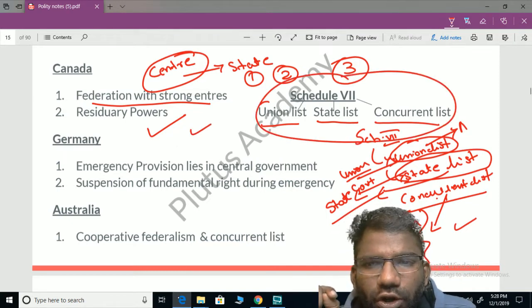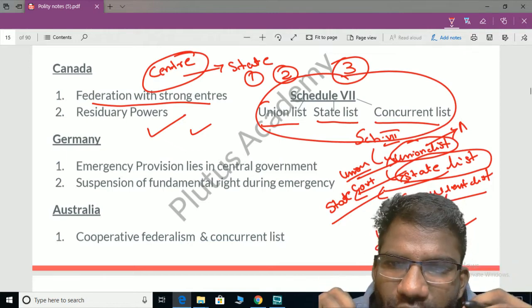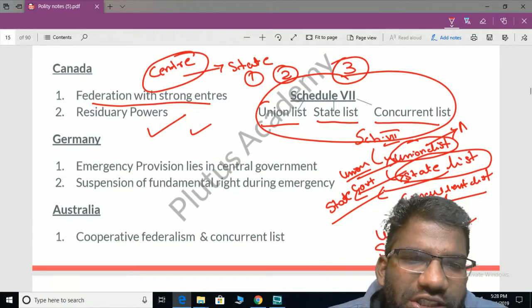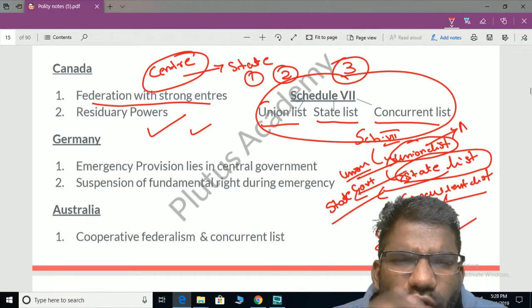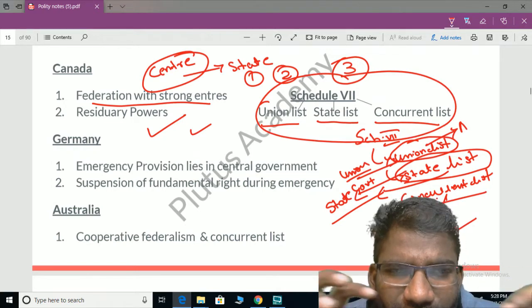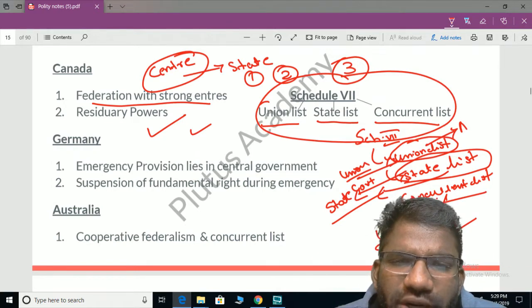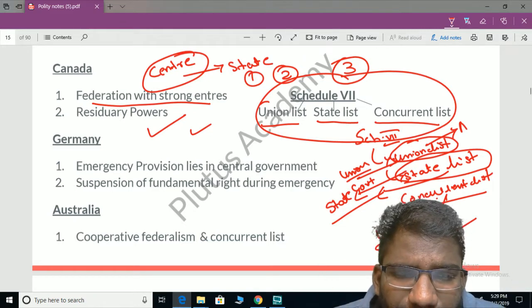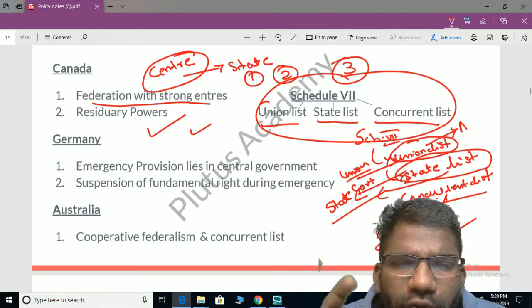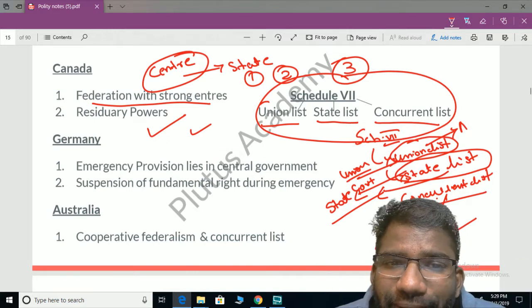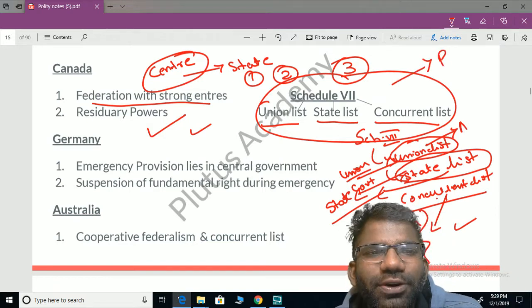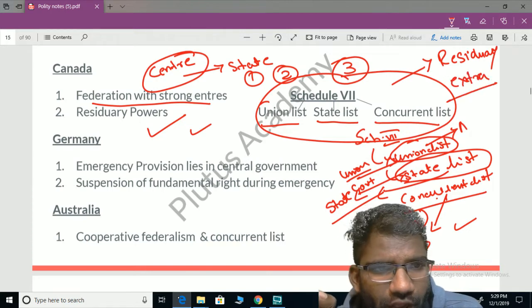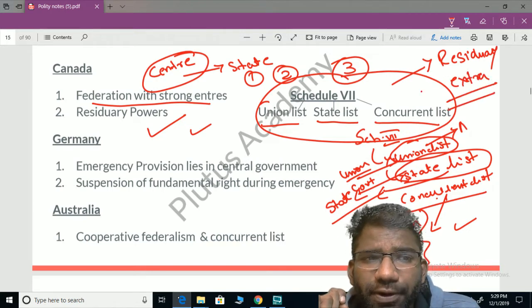But what are residuary powers? Some items, like when we launched Chandrayaan, were earlier not in the union list, state list or concurrent list. Some aspects of ISRO's missions taking place right now are not mentioned in any of the union list, state list or concurrent list. Where will these matters be put? They will be put into the residuary list. Residuary means extra. So those aspects would be put into the residuary list.